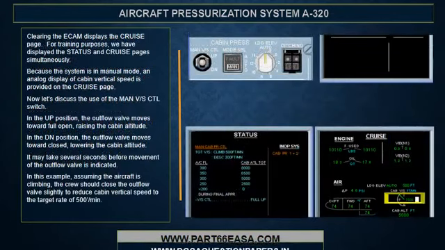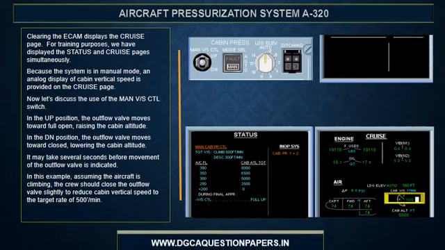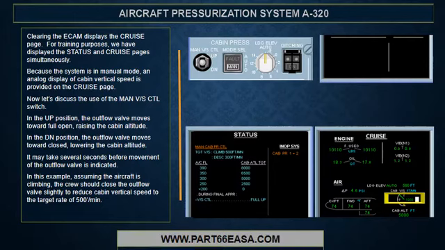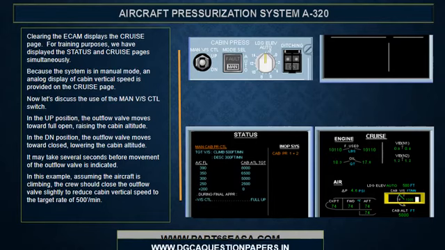Clearing the ECAM displays the cruise page. For training purposes, we have displayed the status and cruise pages simultaneously. Because the system is in manual mode, an analog display of cabin vertical speed is provided on the cruise page.